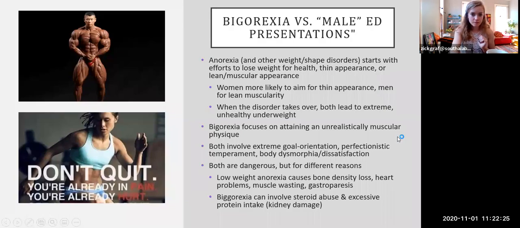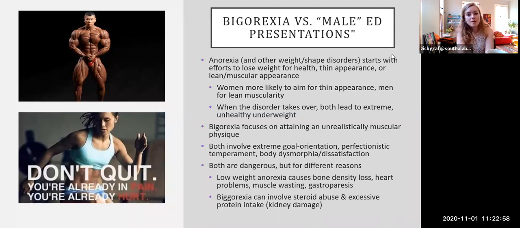Okay. So thinking about the differences between bigorexia and this quote unquote male eating disorder presentation of pursuit of muscularity, so wanting to lose body fat and have a lean muscular appearance. Anorexia in both women and men often, almost always, starts with efforts to just lose some weight to be healthy, or to appear a little bit thinner, lose some weight to have a more socially acceptable body type, or to have a lean muscular appearance in both women and men.